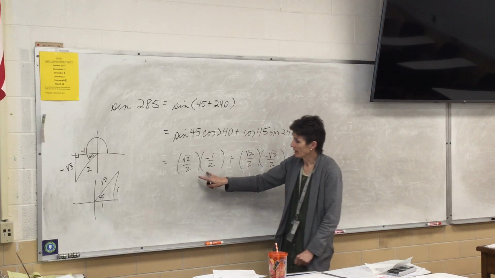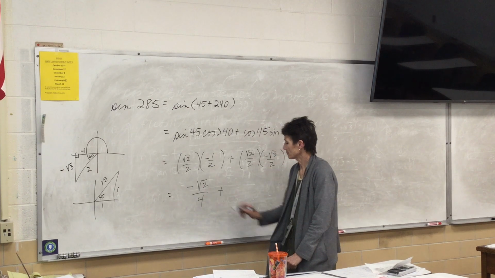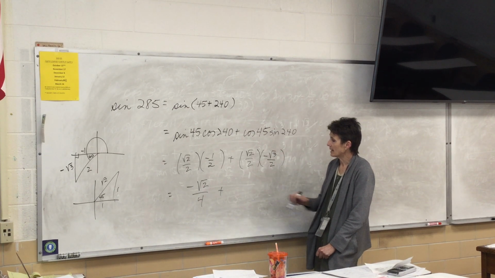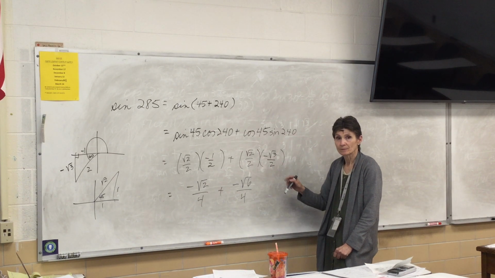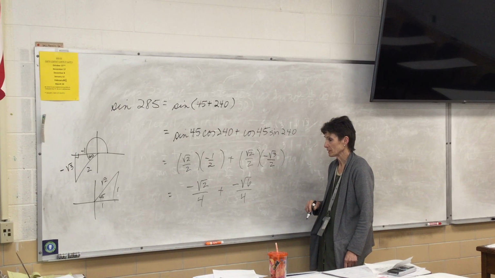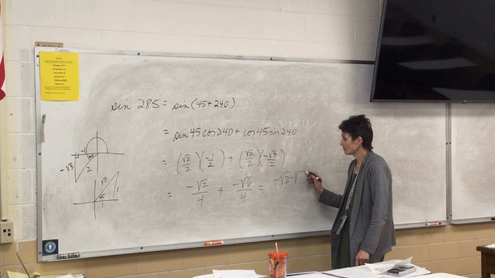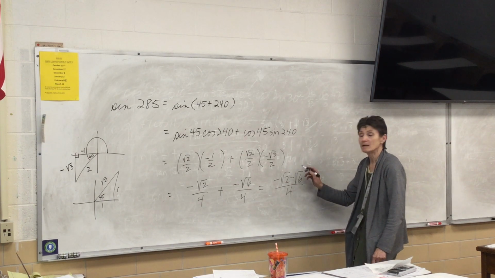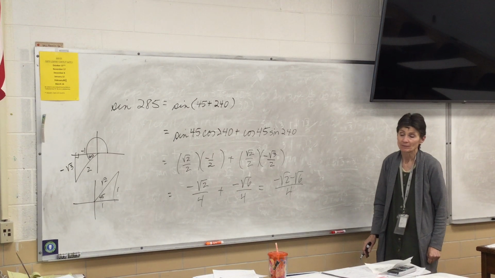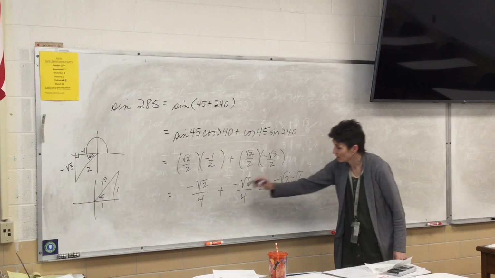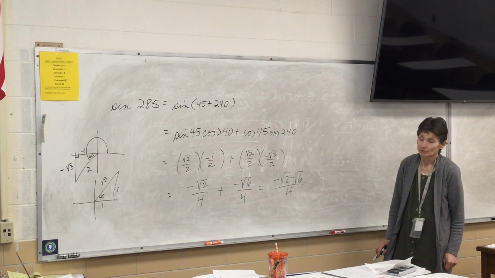Now, these are being multiplied, so I can multiply them, and that'll be negative root 2 over 4. These are being multiplied, so that's negative root 6 over 4. 2 times 3, under the radical, root 6. And then those have the same denominator, so I can write it as one fraction. I cannot combine the radical 2 and the radical 6. They do not combine. They're not like terms. But I can write it as one fraction instead of 2. And there it is. There's the sine of 285.